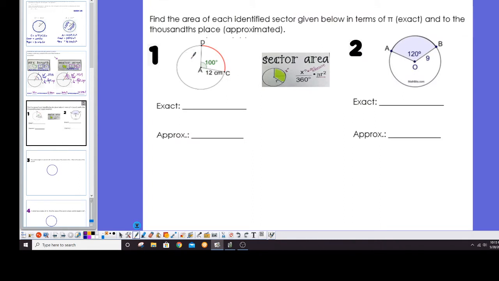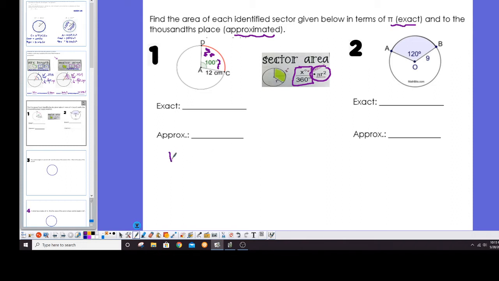Find the area of each identified sector given below in terms of pi, which is exact, and to the thousandths place, which is approximated. So once again, I have a circle. It has a radius of 12. I'm looking for the area of this portion of the circle. So I'm going to use this formula, and I'm going to take the part of the circle that I want to find the area from and multiply it to the area of the whole circle.